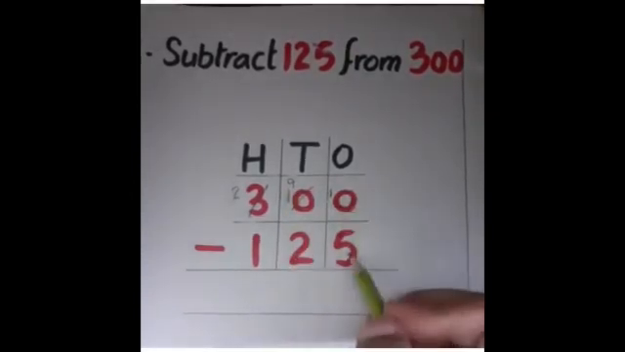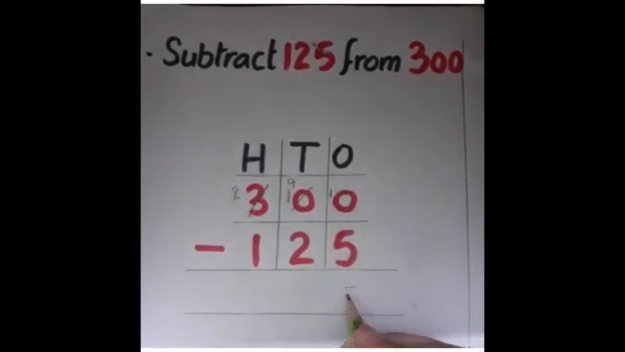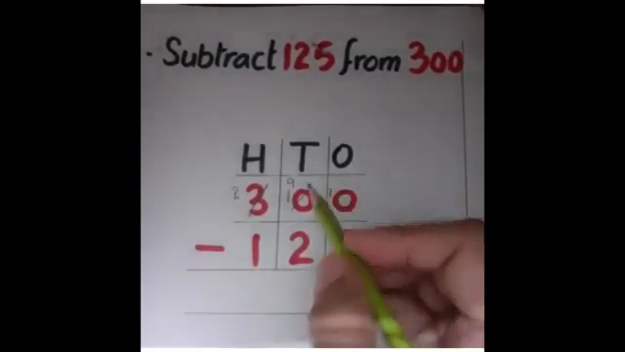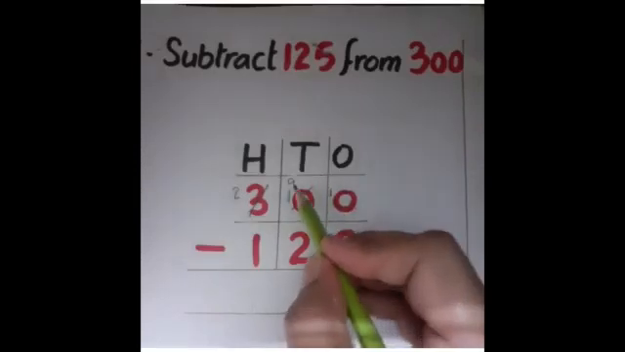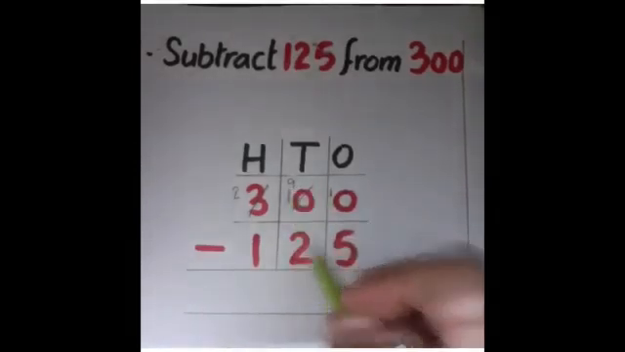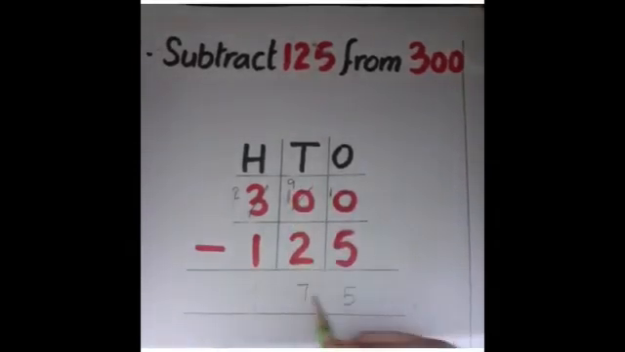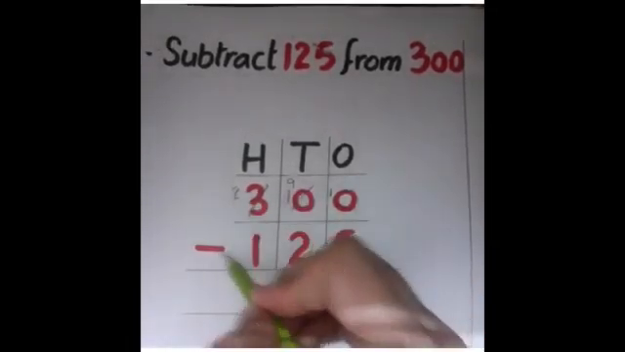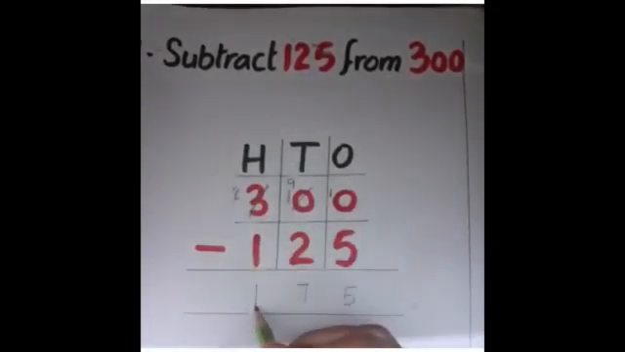Now you will subtract both numbers. 10 take away 5 is 5. Now come to the second place. 9 subtract 2, 9 take away 2 is 7. Third place, 2 take away 1 is 1.